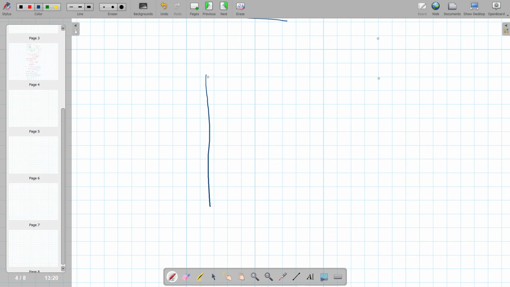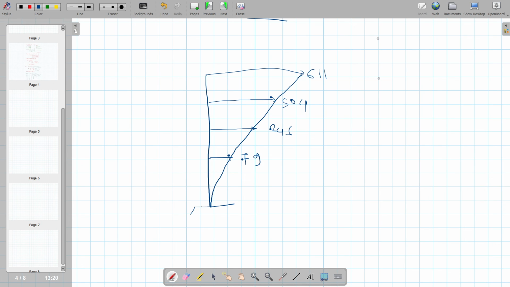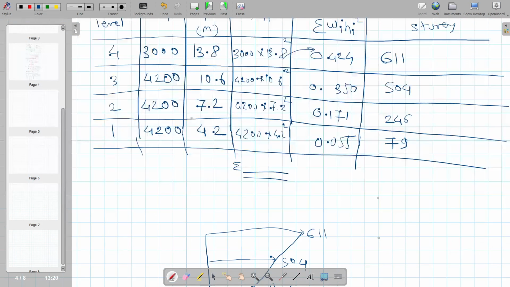Okay, and this final floor force is 611, then here it is 504, then here it is 246, here it is 79, and this is our base. This is how we do the calculation of the lateral load distribution with height by the static analysis method.